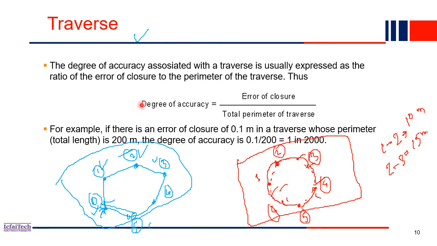We are talking about traversing now. For example, if there is an error of closure of 0.01 meters, meaning you start from one point and you close at the same point, in a traverse whose total perimeter length is 200 meters, then the degree of accuracy will be the closure error divided by the total perimeter, which will be 1 in 20,000. That is how we compute the degree of accuracy in the traverse.